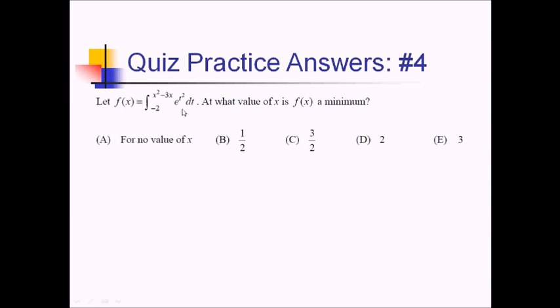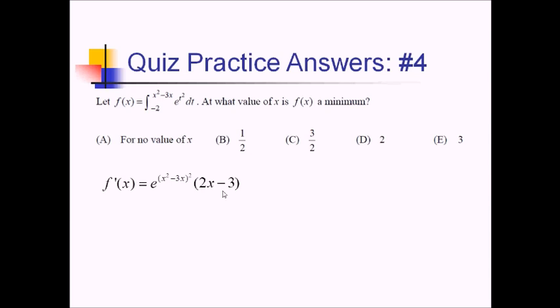So f prime of x, I'm essentially plugging this upper limit into the dummy variable and then multiplying by the derivative of this to satisfy the chain rule. So I can rewrite this f prime as e to the x squared minus 3x squared times the derivative of x squared minus 3x, which is 2x minus 3. All right, so there's my f prime.